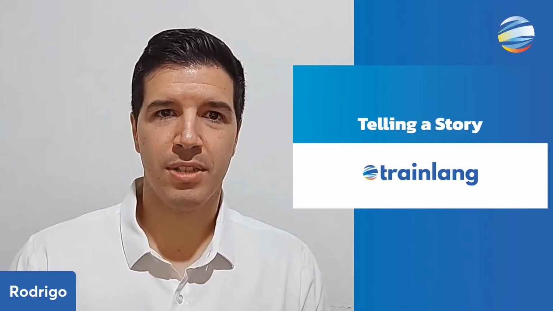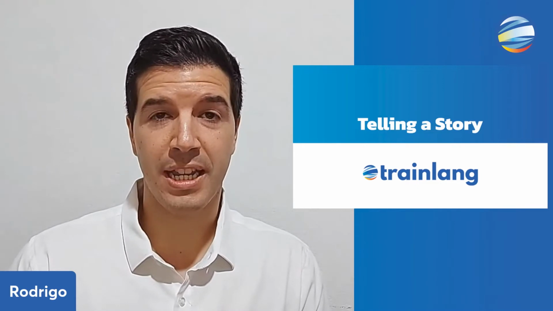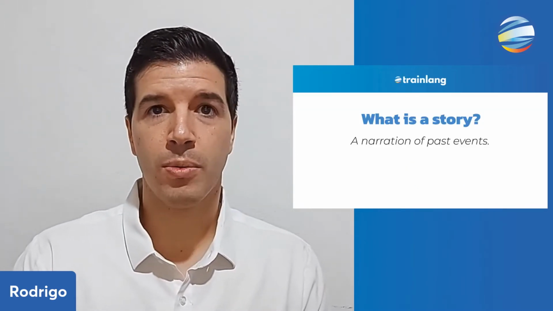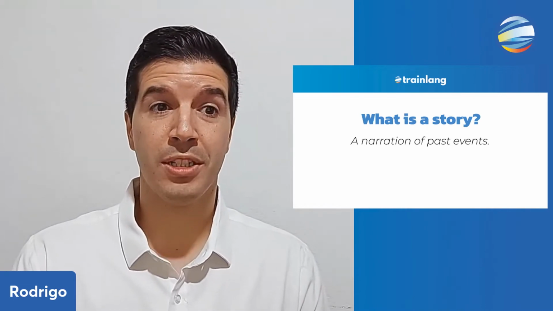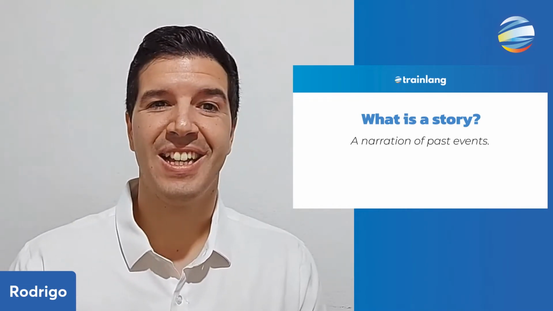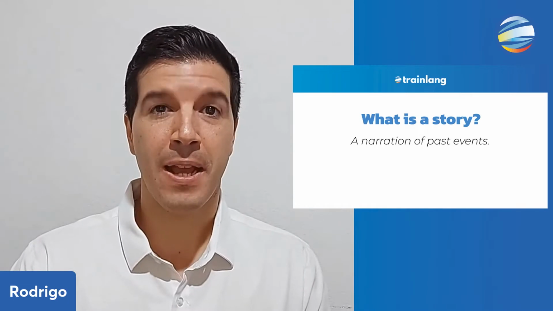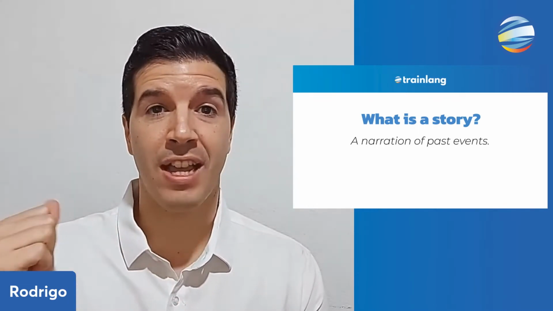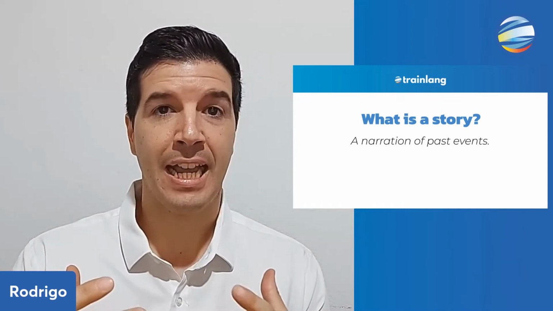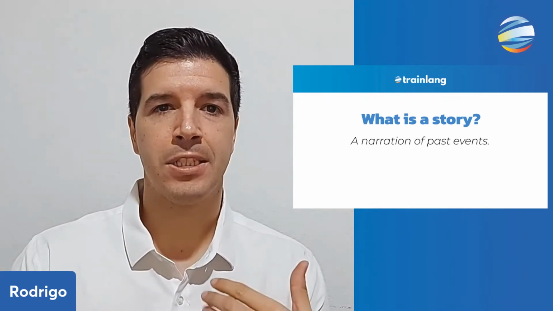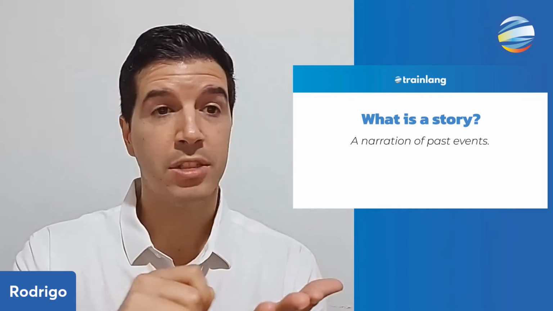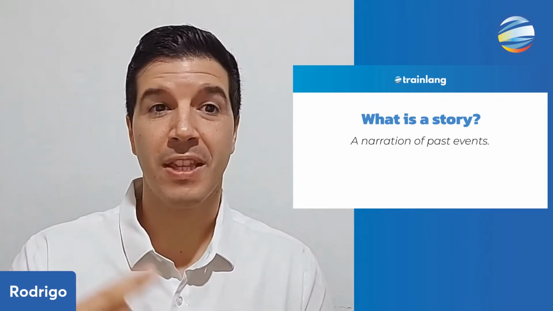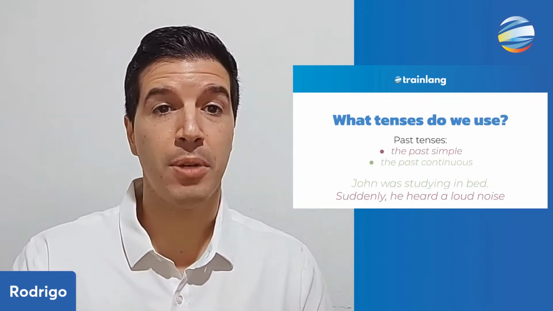Let's talk about how to tell a story in English. So first of all, we need to talk about what a story is. What is telling a story? Well, a story is just when you talk about past events, and it can be something written on a piece of paper or online, or it can be something that you say, something spoken.